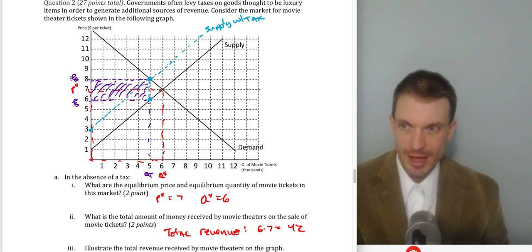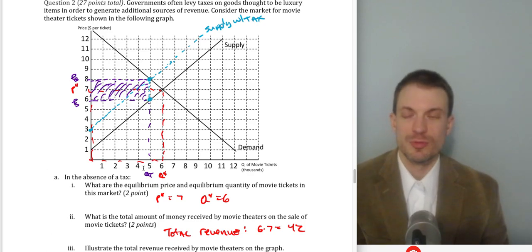So the price paid by buyers will be $8. The price retained by sellers is going to be $6, right? Buyers are going to take $8 out of their wallet, 2 of which go to the government. Sellers keep $6, which covers their cost of producing the quantity we get, which will be 5 units.